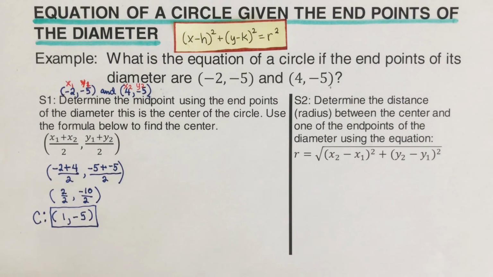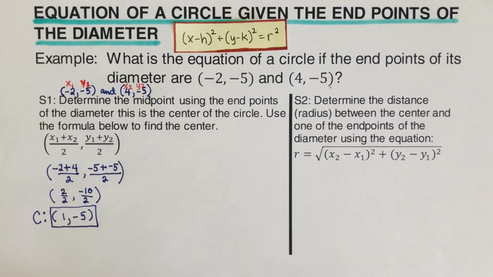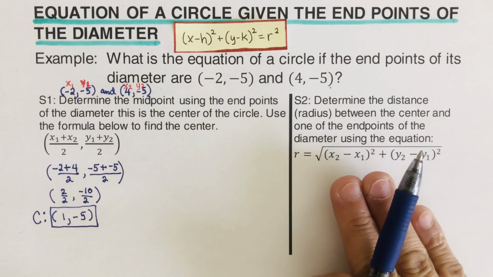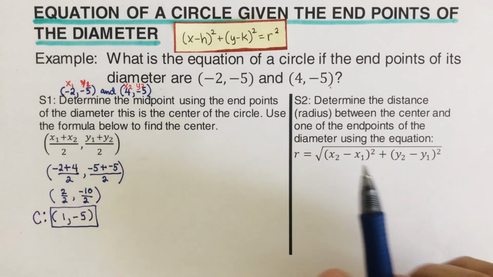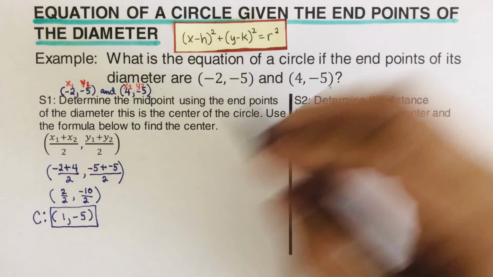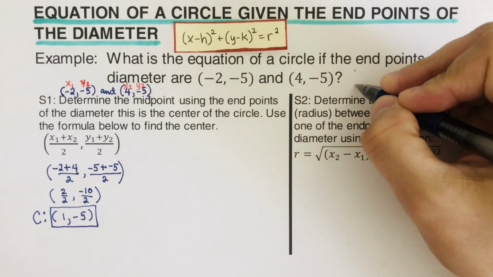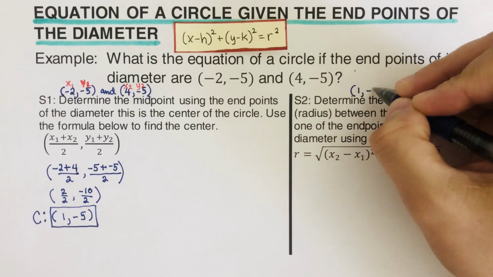So the next thing that we're going to do: we already have the center. Again, there are two important things, the center and the radius. Now we are going to use the second step in order to find the radius of the circle. The radius is the distance from the center to a point on the circle. We already have the center, so what we need in order to solve for the radius is the center. So we take the center here, and I'm going to write (1, -5).